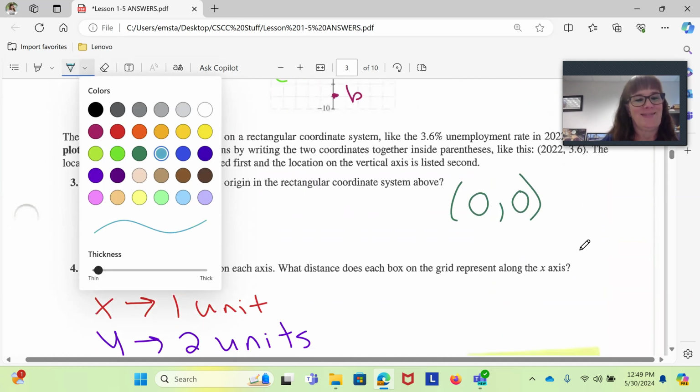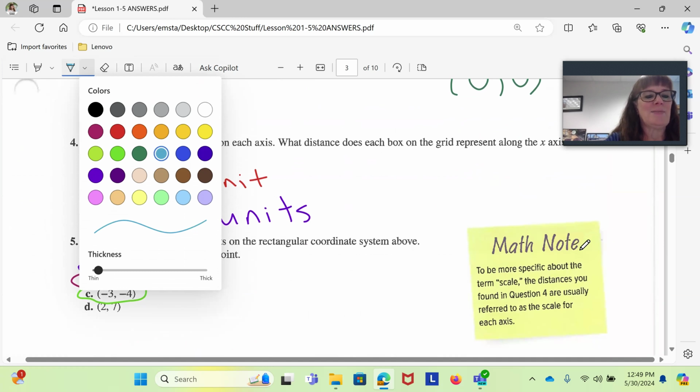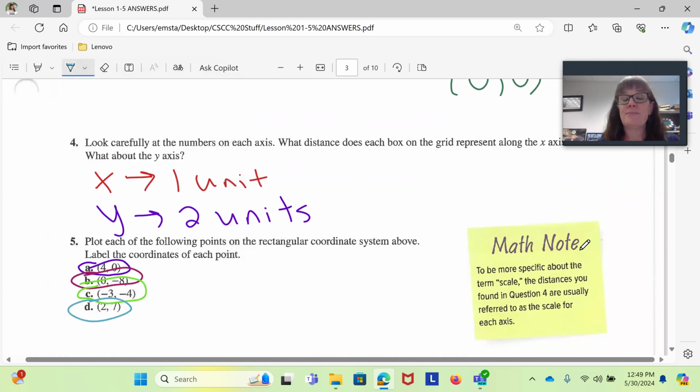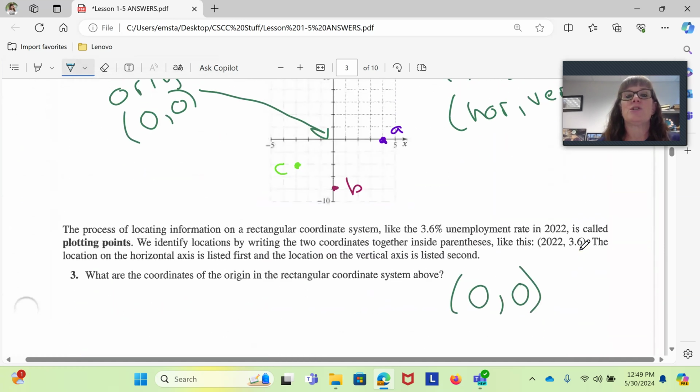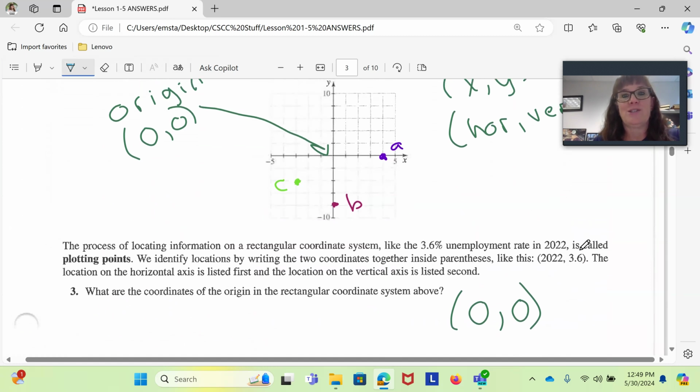And let's look at the last one. Point D is the point 2, 7. So I'm going to start at the origin, go right 2, 1, 2, and then up 7. So I'm counting by 2s, 2, 4, 6, and then halfway in between will be about where 7 is. And that is point D.